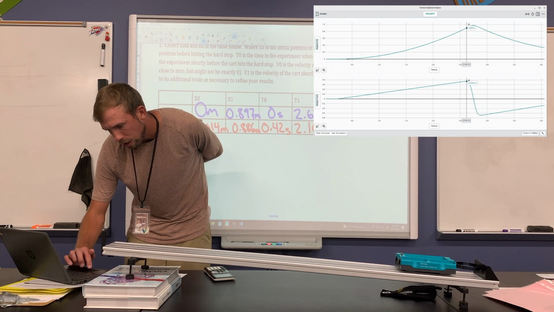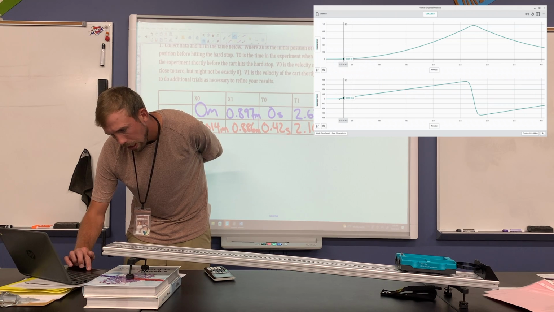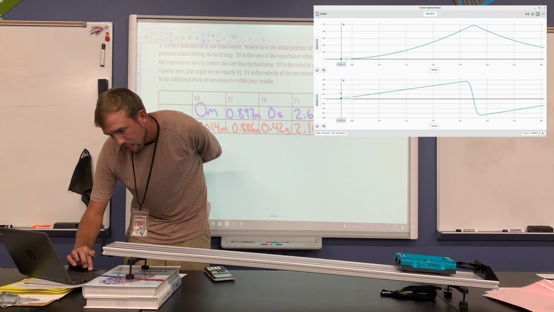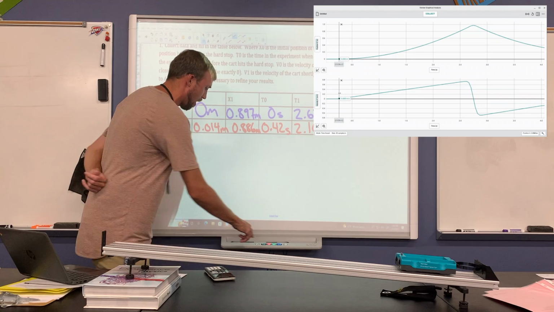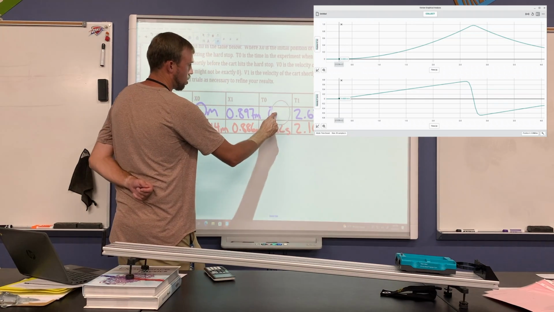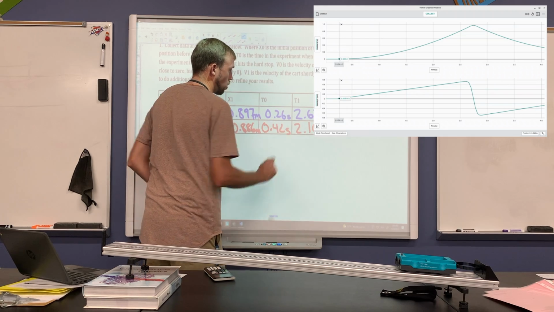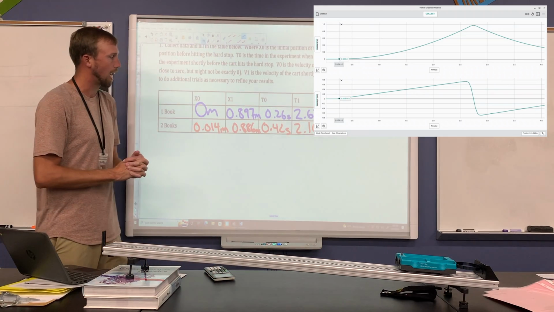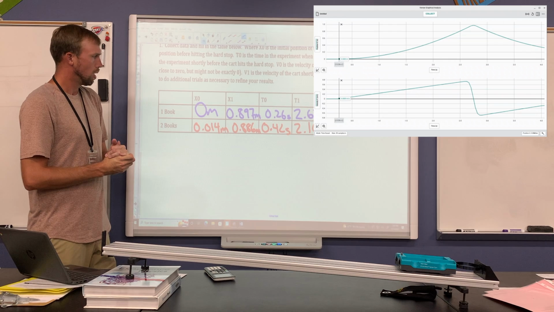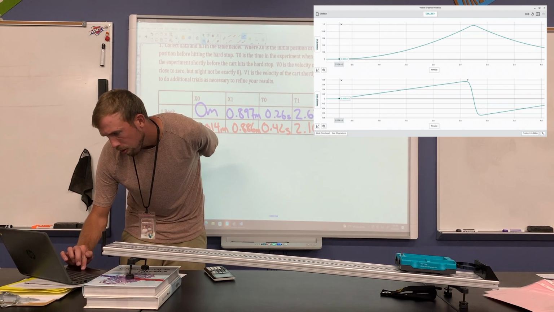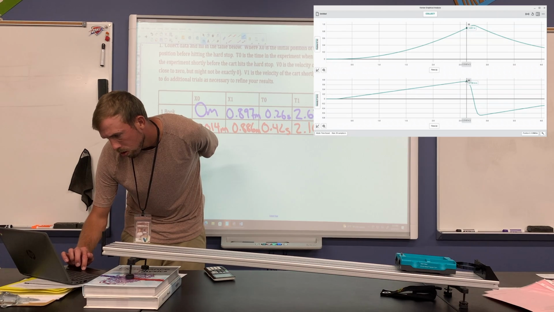But it looks like we didn't actually begin until about here when our velocity was increasing. And that was in fact at 0.26 seconds was when the cart actually began being released. So I'm going to go with 0.26 seconds, just so I'm getting, hopefully, a pretty accurate reading on the time. Sure, 0.26, and I go to about 2.62.